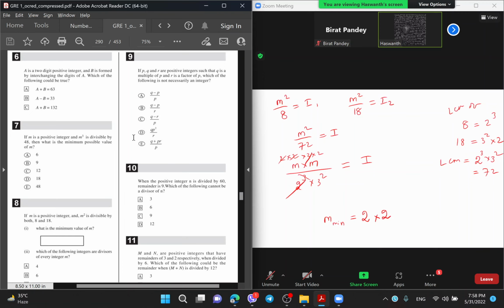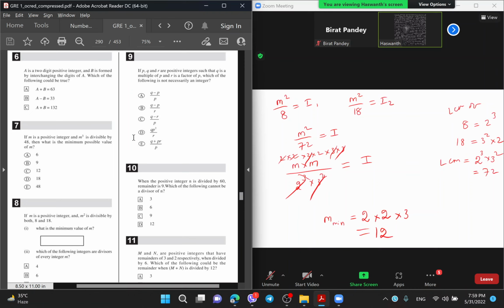Now there are two 3's present in the denominator. We have to cancel them as well. To cancel these 3's, m should have a 3 in it. So let's say m has a 3 in it. Then m square, m into m, will have 2 threes, and the 2 threes got cancelled. What is the resultant value? 2, which is an integer. So for satisfying the condition, m should have at least two twos and a three in it. So we said the minimum possible value of m is 12.